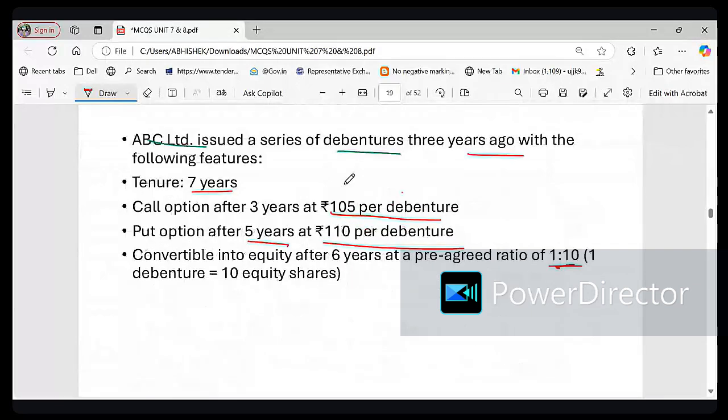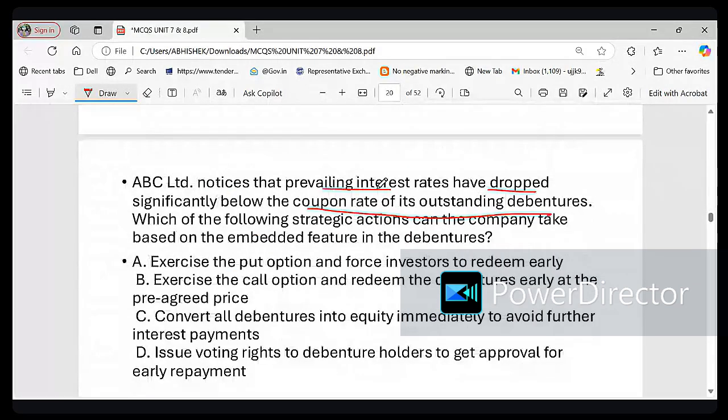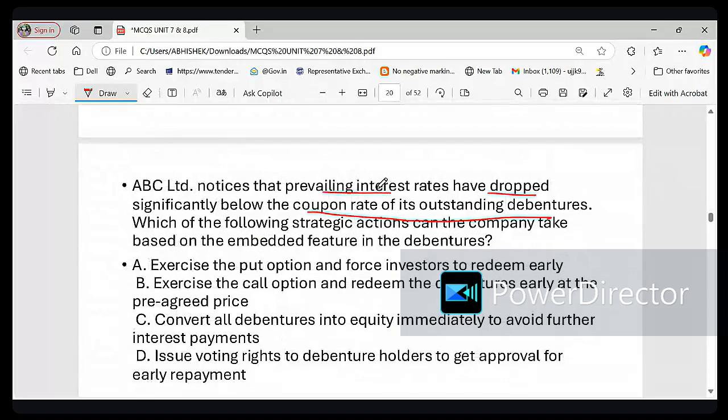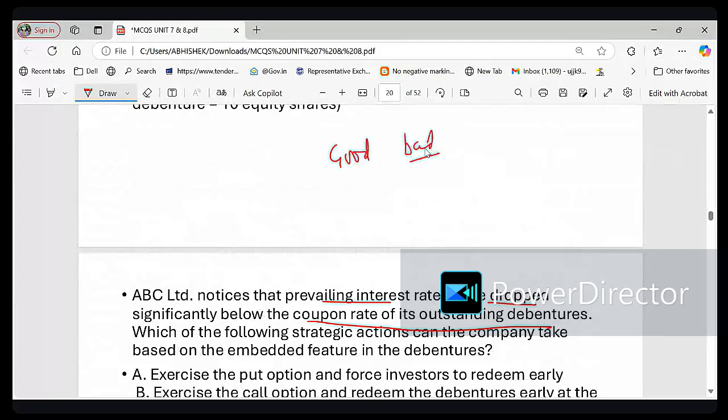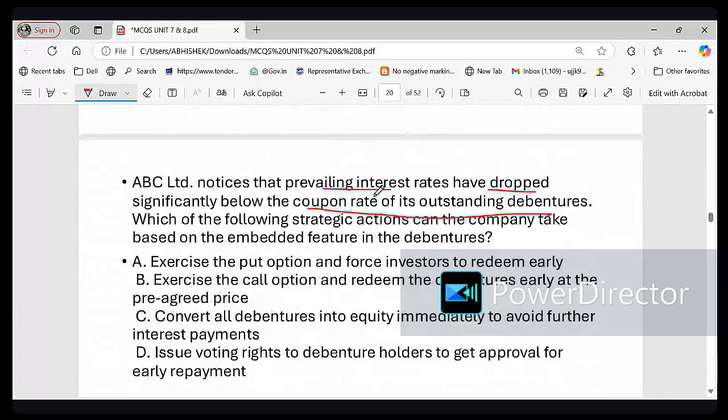So if the interest rate drops in the market, is it good or bad for the company that is paying higher interest? Type good or type bad? What do you think? Suppose the interest rate drops in the market, is it good or bad?